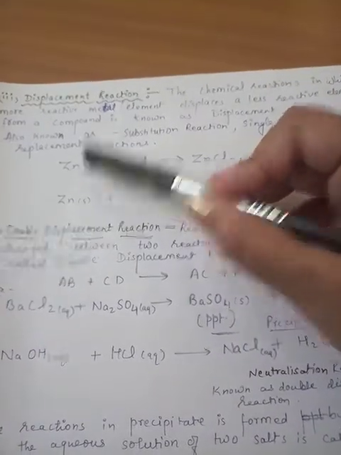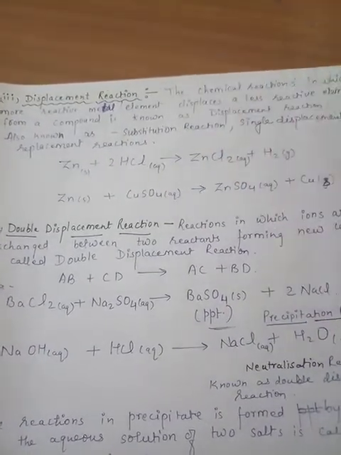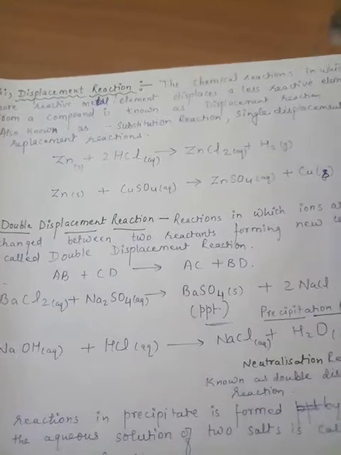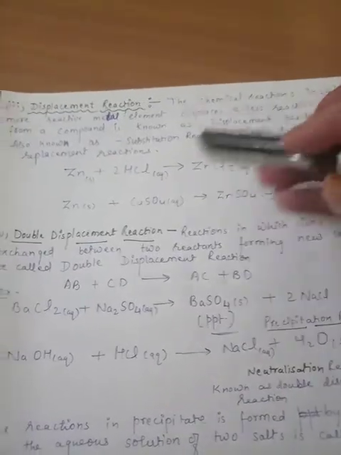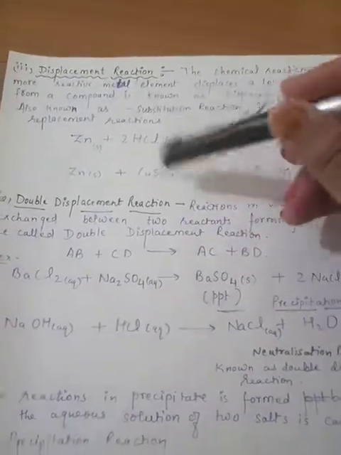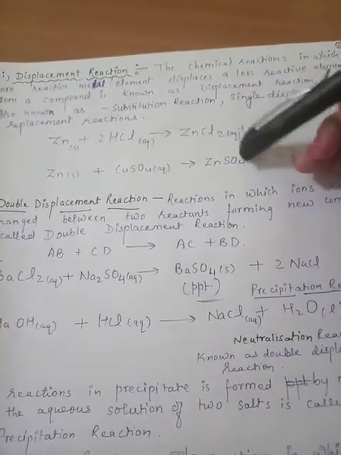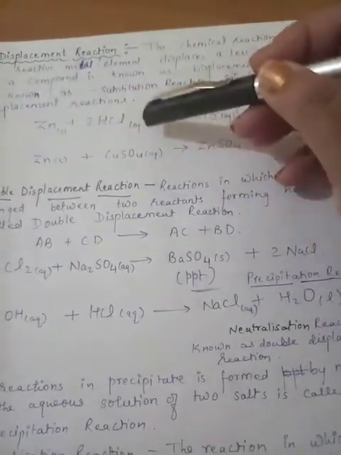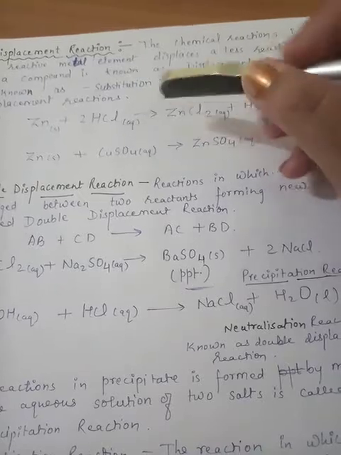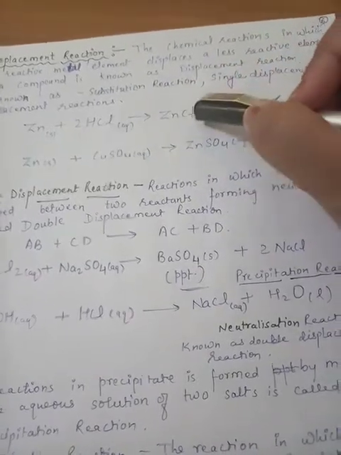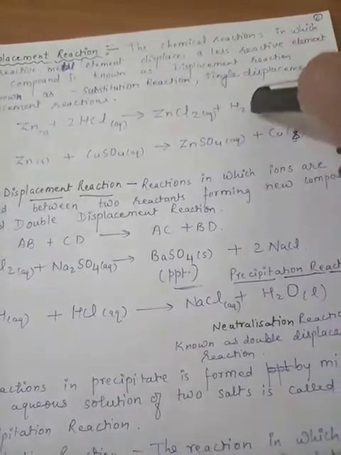It is also known as substitution. Something is going to be substituted with the other, single displacement or replacement reaction. So for this, we have two examples. We can see when zinc reacts with hydrogen chloride or hydrochloric acid, it gives zinc chloride and hydrogen.